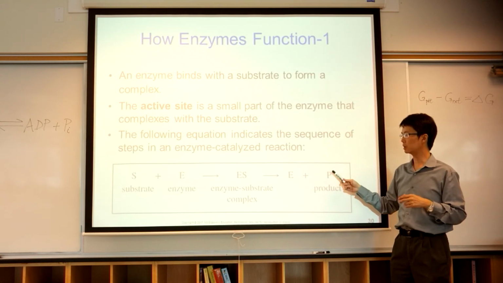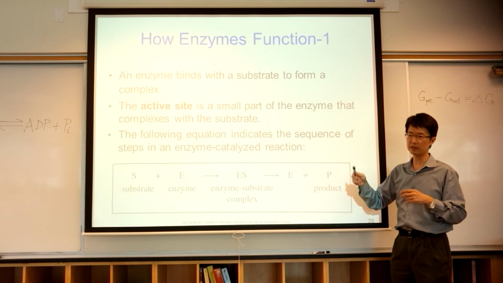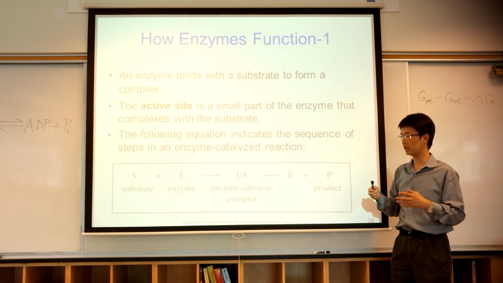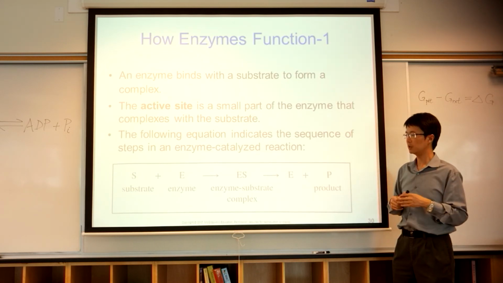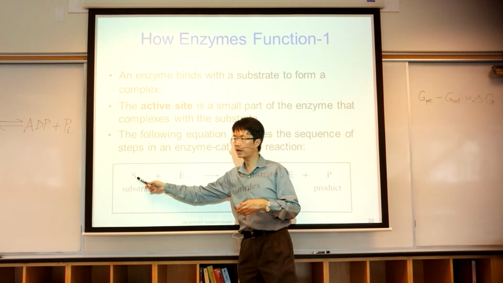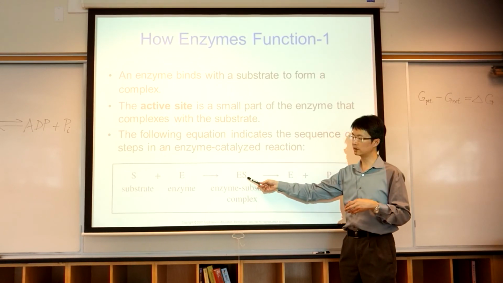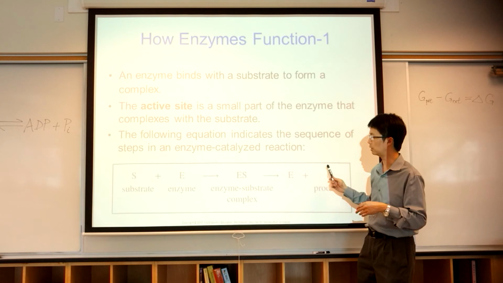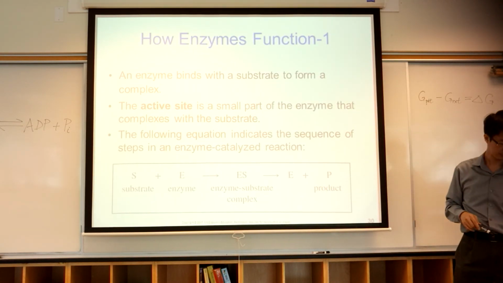Once the product detaches from the enzyme, the enzyme will go through another conformational change, so that the shape goes back to its original form. Then it can rebind a new substrate and induce another conformational change to convert the substrate into the product. So this can keep on going. And that's it.